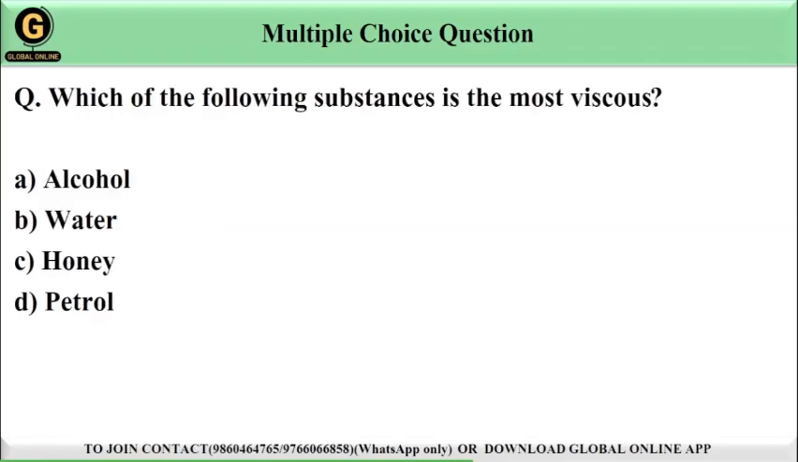Which of the following substances is the most viscous? We have options here: A, alcohol; B, water; C, honey; and D, petrol. Guys, viscosity is a measure of a fluid's resistance to flow. Honey is the most viscous substance among the options provided, meaning it flows more slowly compared to alcohol, water, and petrol. Its thick consistency arises from its composition, which includes sugars and other dense compounds. Other substances like alcohol and petrol are less viscous and flow more freely. So the correct answer among the options will be option C, honey. Let's move to the next question.